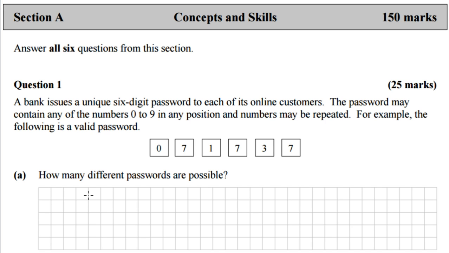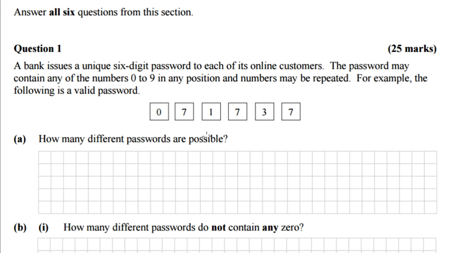2015 Leaving Cert Ordinary Level, Paper 2, Question 1. So this one starts off by saying a bank issues a unique 6-digit password to each of its online customers. The password may contain any of the numbers 0 to 9 in any position, and numbers may be repeated. For example, the following is a valid password. Okay, so we can see that the digits can be in any order and they can be repeated. So its first bit is asking us how many different passwords are possible.